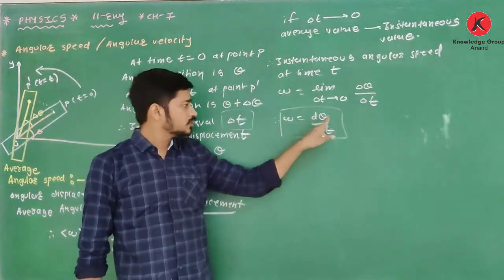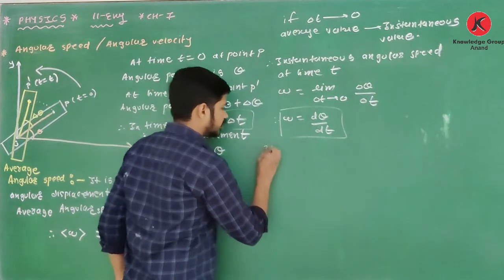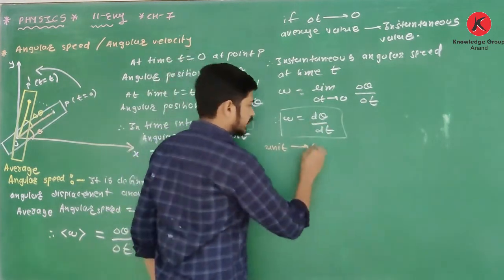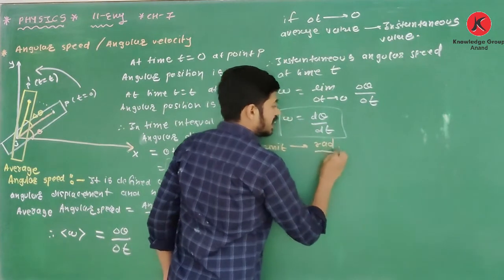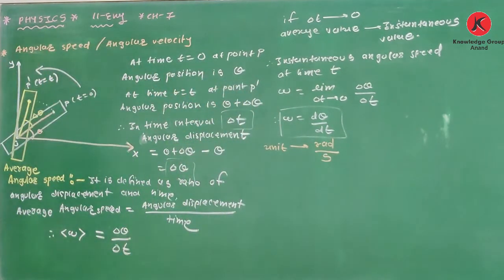Angular speed is equal to angular displacement upon time. What is its unit? The SI unit of d theta, angular displacement, is radian, and dt is time, whose SI unit is second. So the unit of angular speed is radian per second.